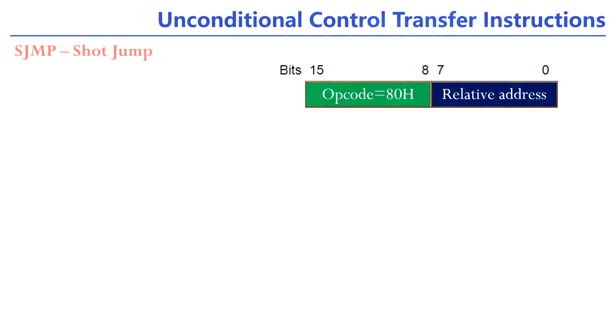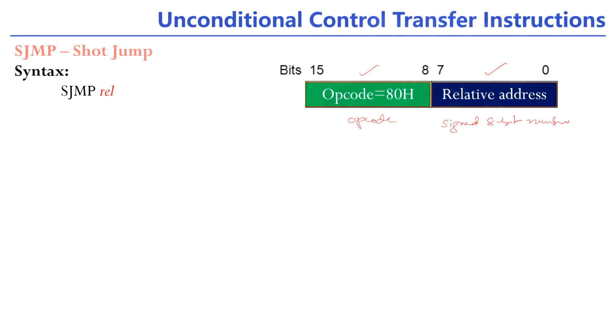Then coming to SJMP. SJMP means short jump. As in the previous slide, we know that it is a 2-byte instruction. This is 1 byte, this is another byte. The first byte represents its opcode, and the second byte represents the relative address. Relative address is a signed 8-bit number. Relative address is nothing but a signed 8-bit number.